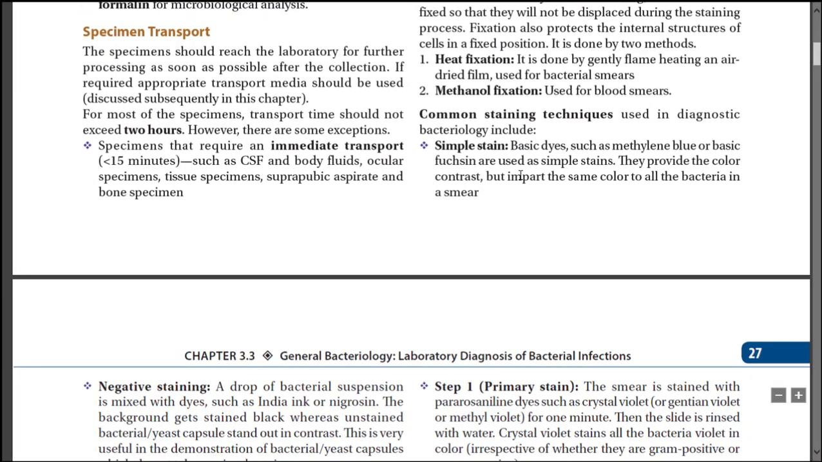Common staining techniques include simple stains, such as basic dyes, which include methylene blue or basic fuchsin. So basic dyes such as methylene blue or basic fuchsin are used as simple stains. They provide the color difference but impart the same color. So all bacteria will get stained with the same color, which contrasts with the surrounding media.